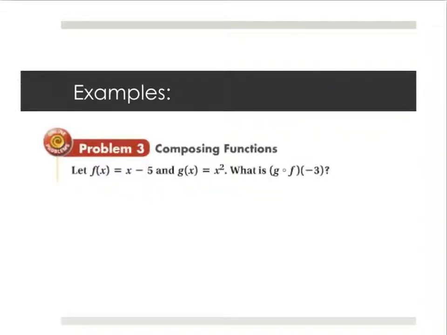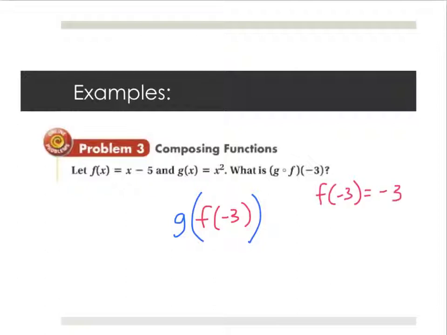Alrighty, so in this case, we're going to use f of x as x minus 5, and g of x is going to be x squared. They want us to find g of f of x, or in this case, g of f of negative 3. So what we're going to do is start off by evaluating f of negative 3 first, and then taking that and finding g of that. So f of negative 3 is negative 3 minus 5, or negative 8. And that's what we're going to plug in to g of x.